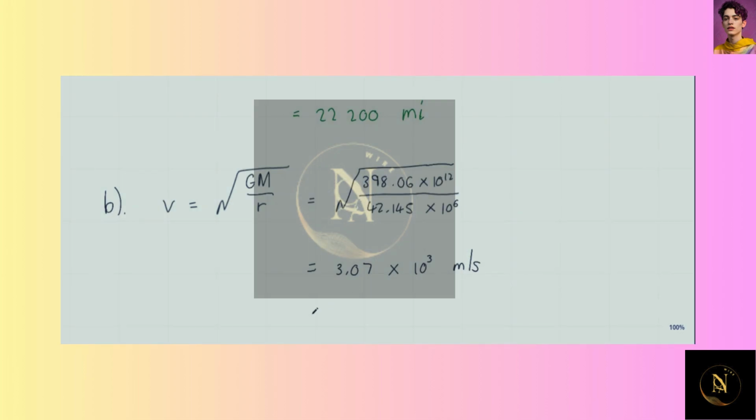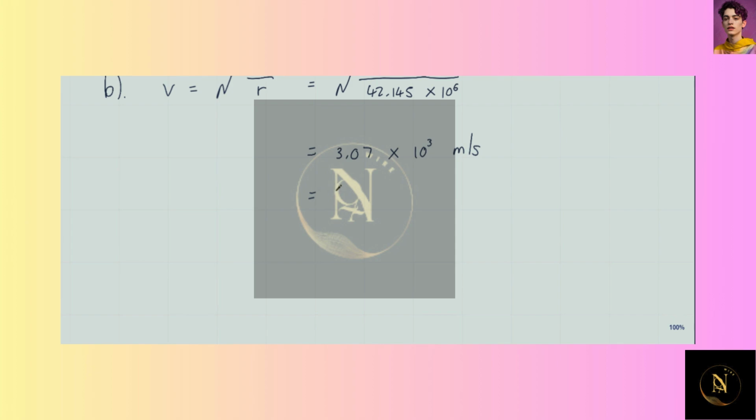And this is simply 3.07 kilometers per second. So we can do the calculation again, and we convert our units into US units, and we get the velocity to be 10.09 times 10 to the power 3 feet per second.